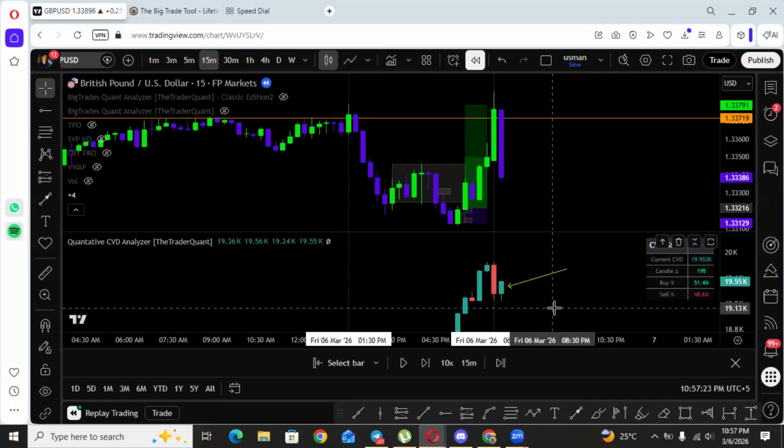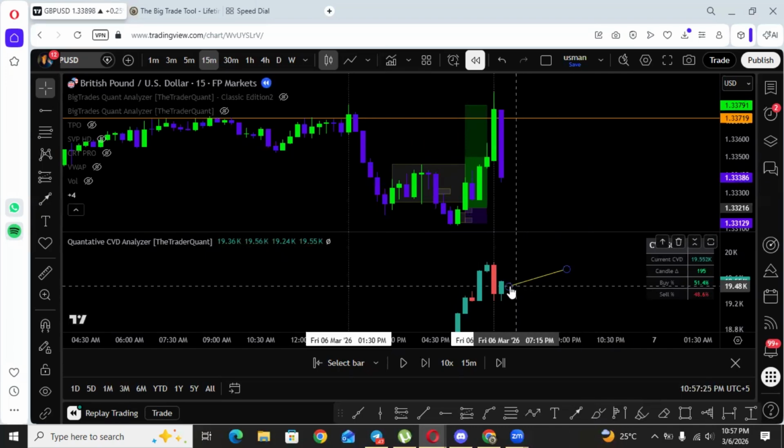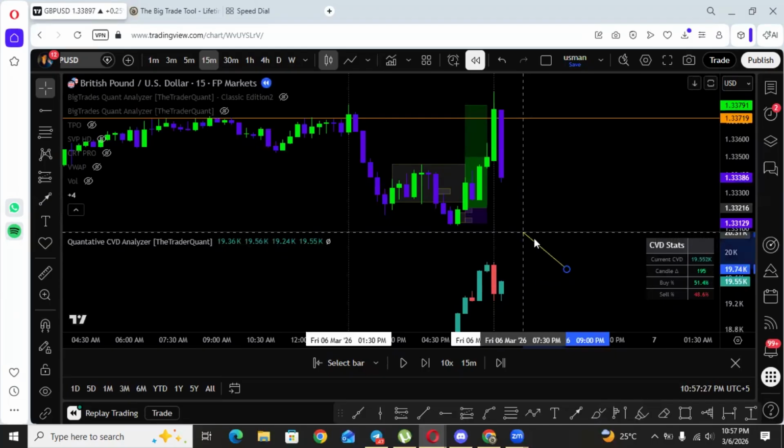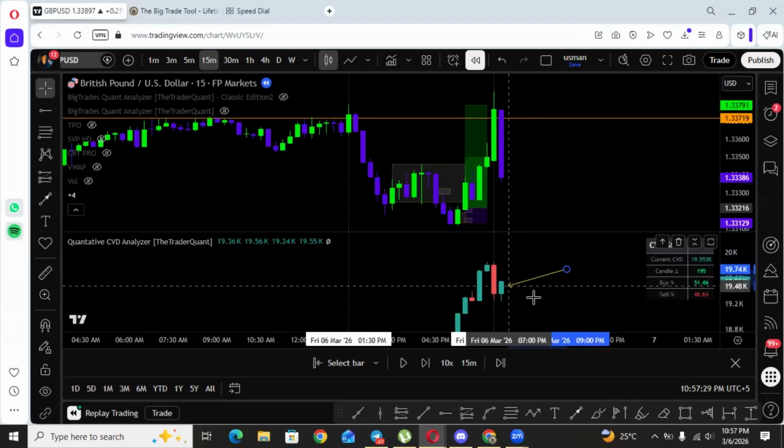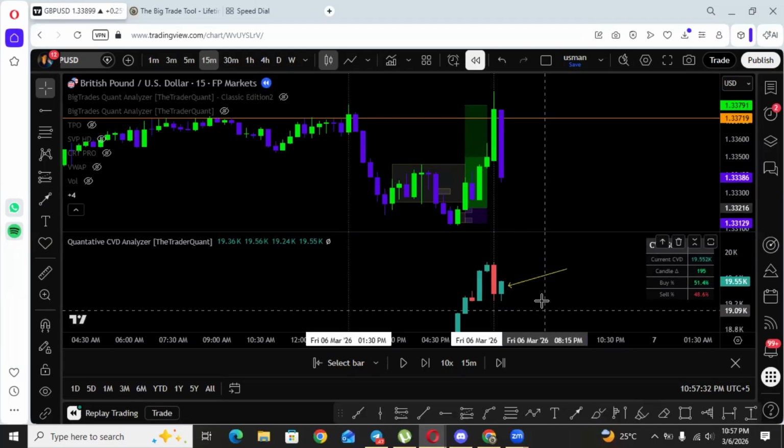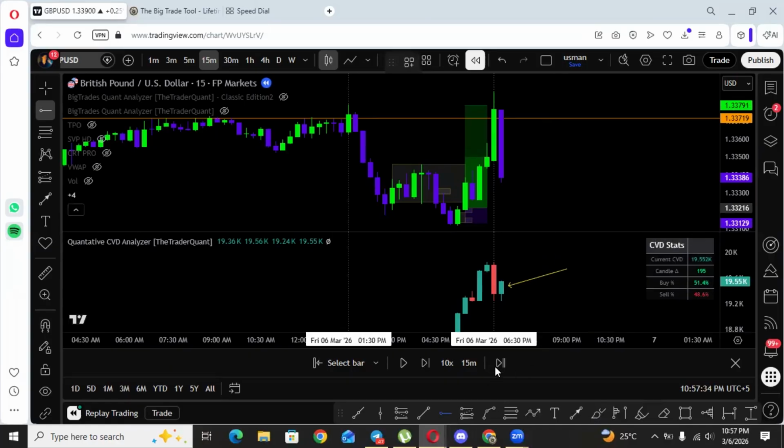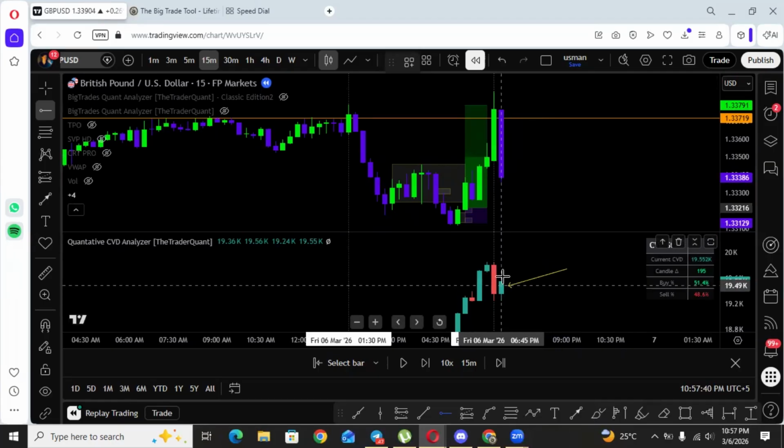Tell me, open your mic, tell me quickly. What happened when they created this big sell candle and what institutions are actually doing? They started to sell. They showed that they moved the prices down, but they started to buy in this sell candle.